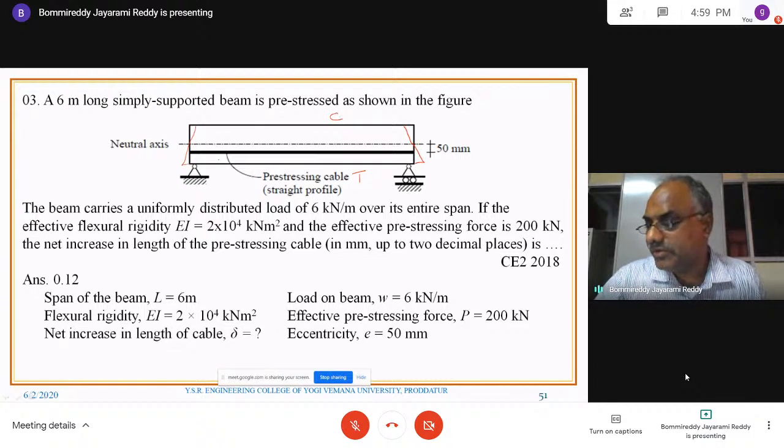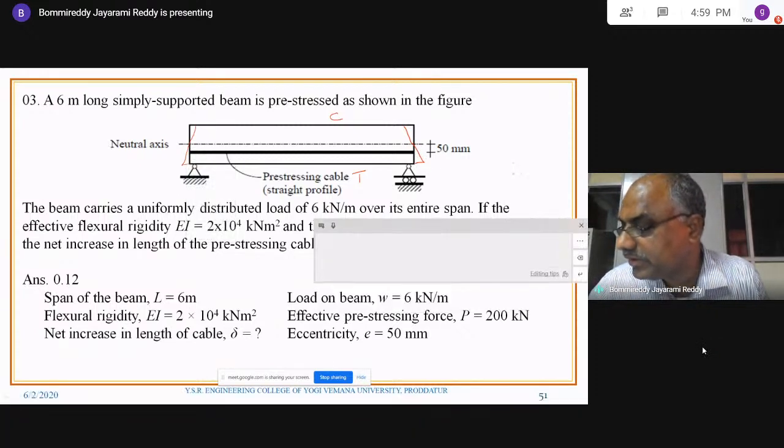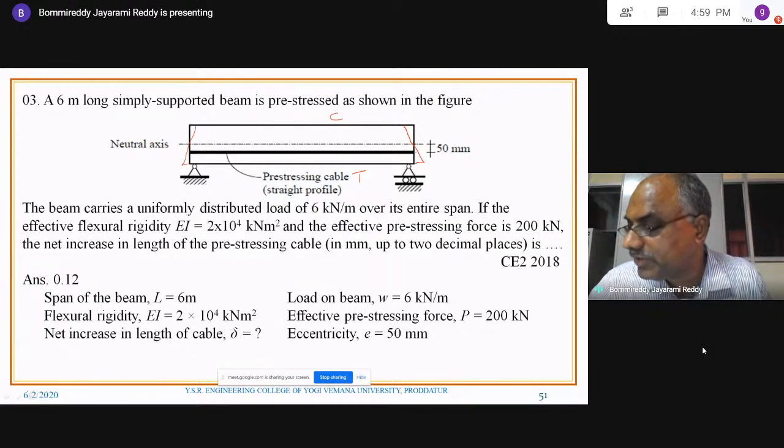Okay, so what is going to happen? How is the bar going to increase? This steel reinforcement, this pre-stressing steel, is also going to increase by this much. You can look here, the pre-stressing steel is also going to increase by that small distance. So what is that distance?